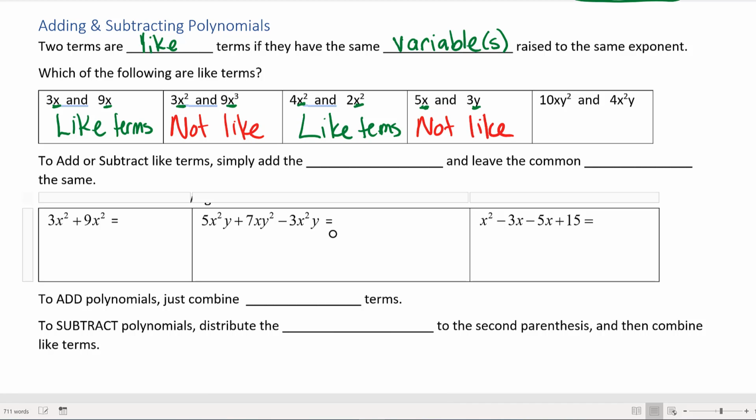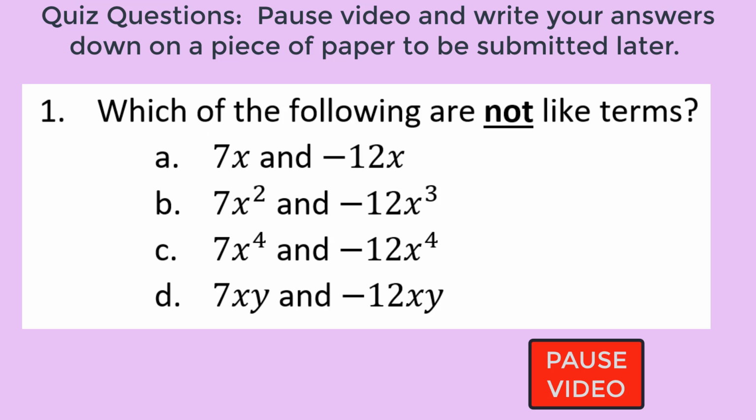And how about the next one? xy squared and x squared y. This is really tricky. They both have an x and a y and a squared, but the squared isn't in the same place. xy squared means x and then 2 y's, whereas x squared y means 2 x's and then 1 y. These are not like. All of the variables have to have the same exponents, so these are not like.